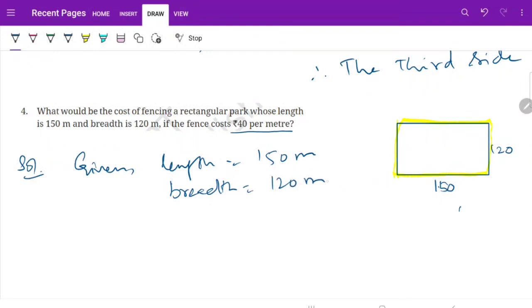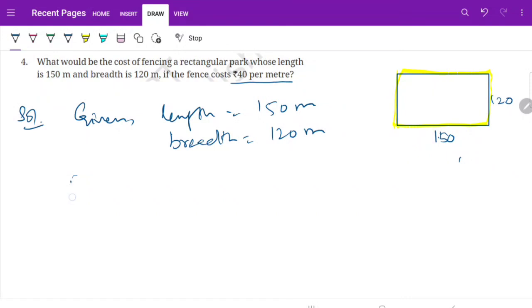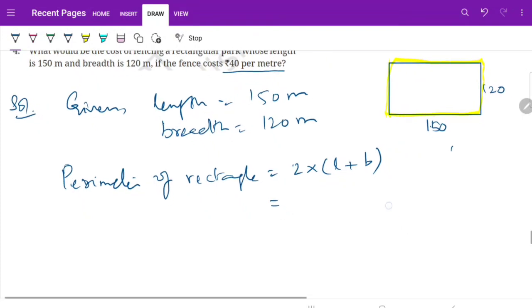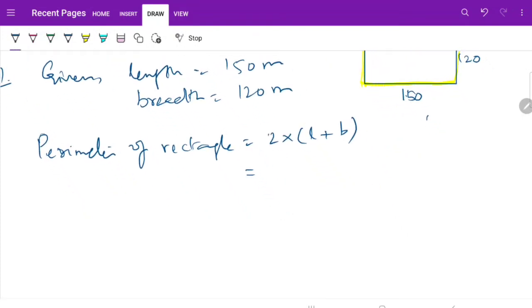120 meters. So now, what is the perimeter of a rectangle? Write the formula. Perimeter of rectangle is equal to 2 multiplied by L plus B. The perimeter we don't know; we have to find the total fencing length. So 2 multiplied by length is 150, breadth is 120. So we have 2 multiplied by 150 plus 120, how much?